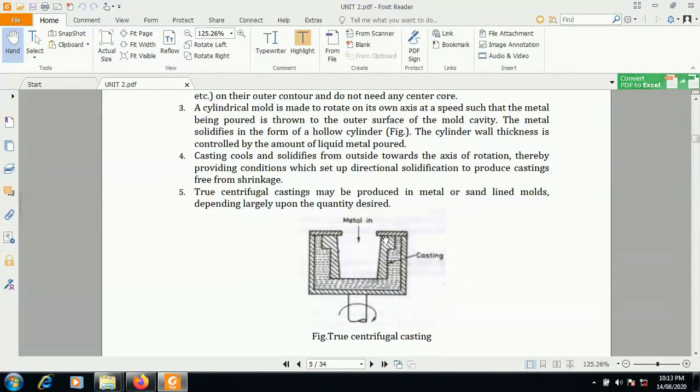Here the thickness of the casting is controlled by the amount of metal poured. This is the true centrifugal casting process used to produce hollow pipes or tubes which are made up of metal. Only one casting is produced at a time by using this process. This is not applicable for mass production, and depending on the quantity to be produced, the mold is made up of metal or sand. The mold is continuously rotated. The basic principle of the centrifugal casting process is introduction of liquid metal into a rotating mold.